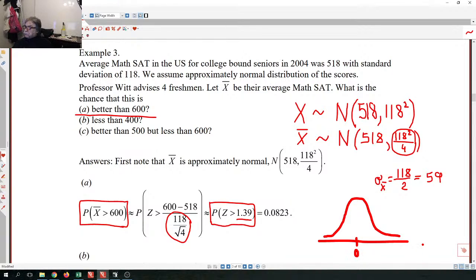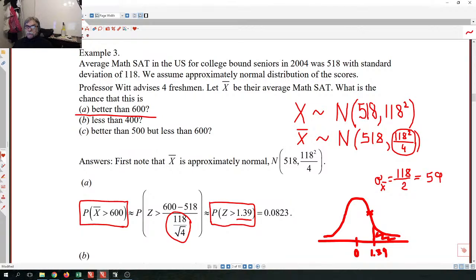So 1.39 is somewhere around here, assuming that this would be the place where you have an inflection point. So this is 1 away from 0, and this is 1.39. So it's my depiction, of course. It's not precise, but that's good enough for you to do the calculation. So what you're looking for is above that. This is the area you're looking for. In the table, of course, you're going to find the left tail, this area here.